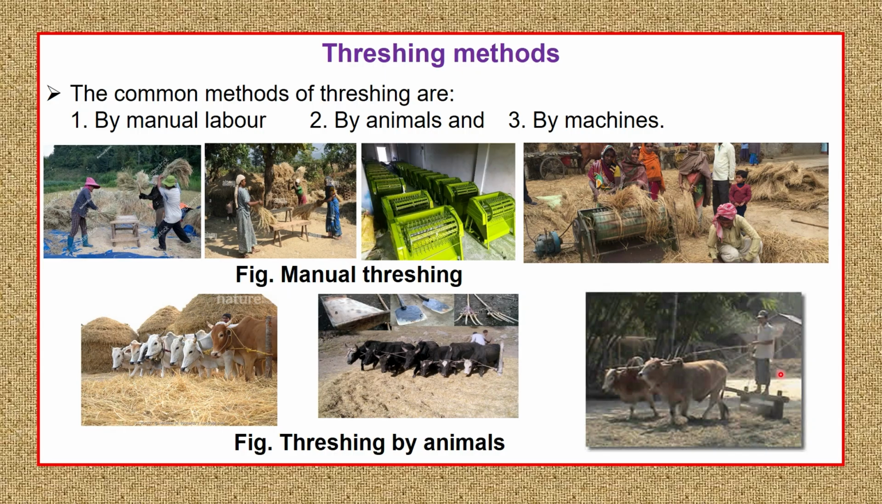In addition to that, sometimes you can also operate a roller over the spread crop material in the threshing yard with the help of a pair of bullocks like this. In the case of this third picture, because of that also the grains will be detached from the crop material. So here also it combines both impact action as well as rubbing action to detach the grains out of the crop material with the help of animals.